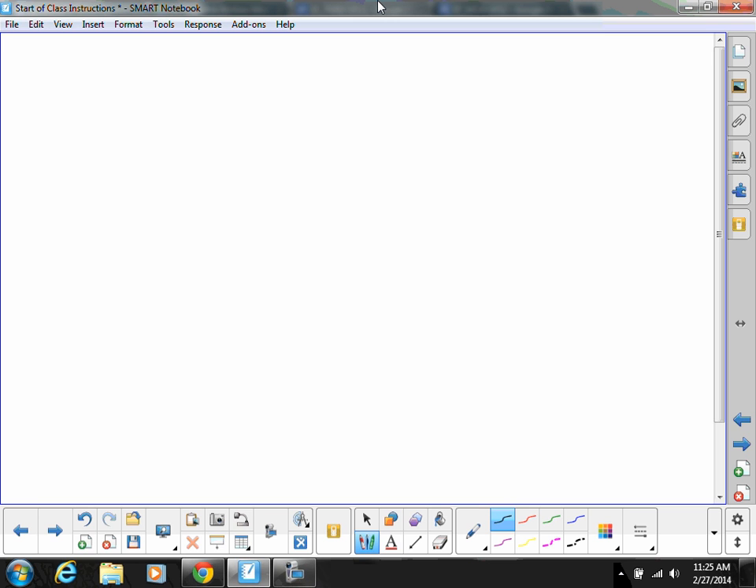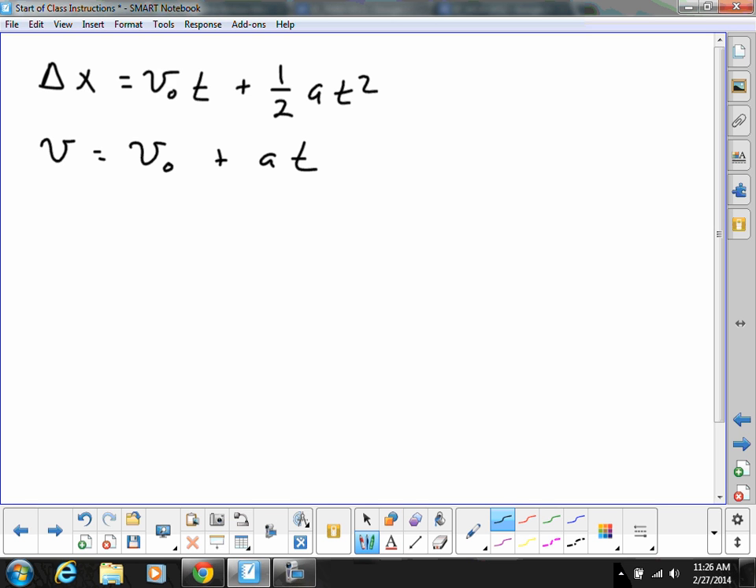First of all, in terms of review, our motion equations are delta x equals v naught t plus 1/2 a t squared, v equals v naught plus a t, and v squared equals v naught squared plus 2a delta x. Well, when it comes to the motion equations, really the delta x part of it is just to show the movement in the horizontal direction.